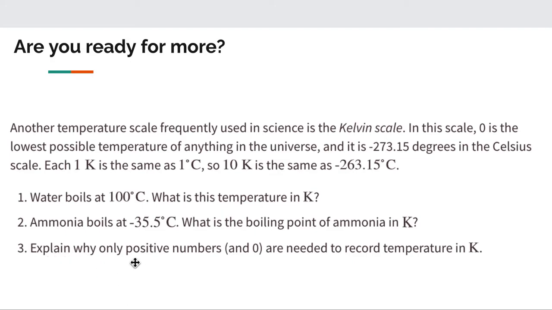All right, last one. Explain why only positive numbers and 0 are needed to record temperature in Kelvin. So you notice both those numbers on number 1 and 2 are positive, and the reason is it starts at 0. It doesn't go negative. That's the lowest possible temperature. That's what it told us in the problem up there. And so Kelvin is only positive. So it's a way of measuring that temperature, that heat, using only positive numbers.